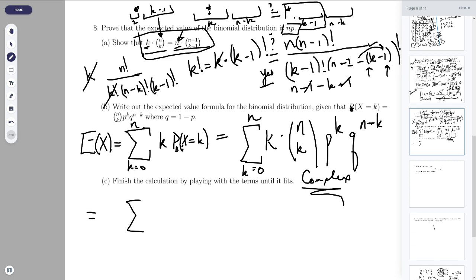So the question that I have is, why can't we factor out this k? Why can't this k come out of this summation? I keep hitting this stupid button. There we go.